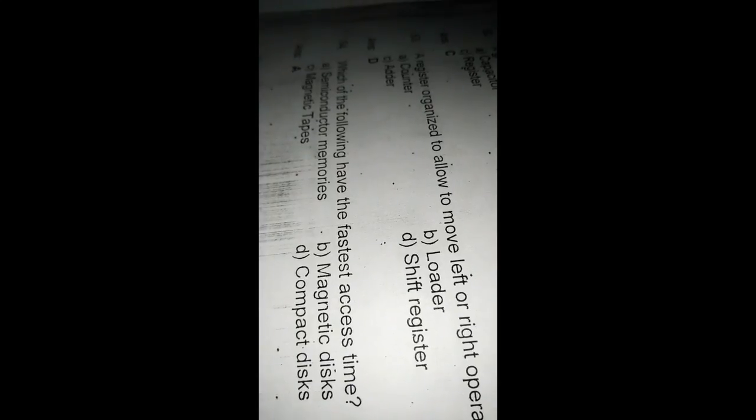Semiconductor memories like RAM and ROM are faster compared to magnetic types, because this is primary memory, and the others are secondary memory, so it has a faster access time.